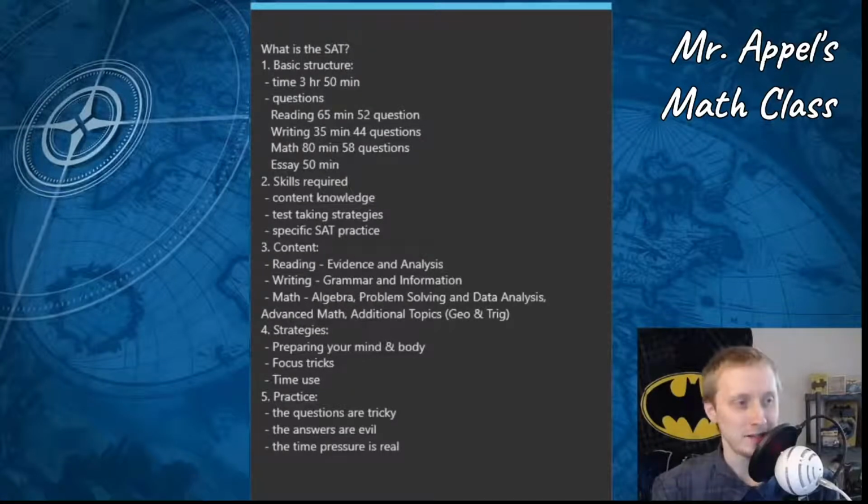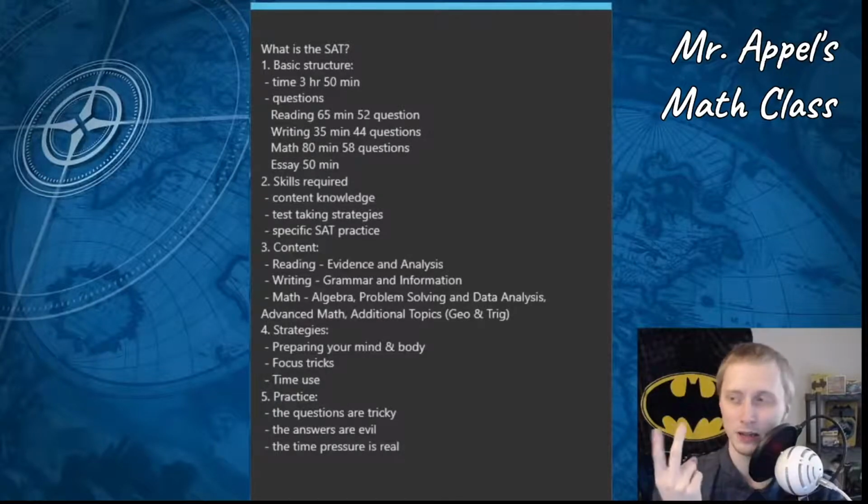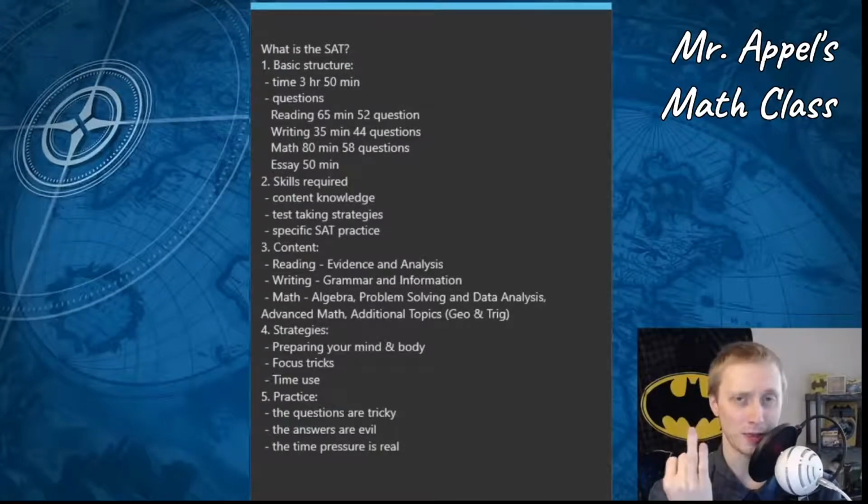The SAT is divided into 4 sections, 2 of which are English related. They are not my specialty. 2 of which are math related. I'll be able to go into those in a little more detail, so just understand my bias there.